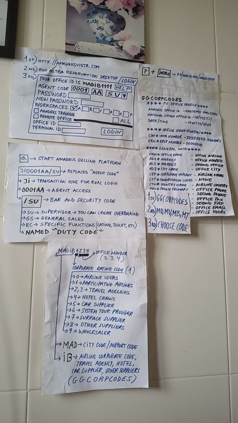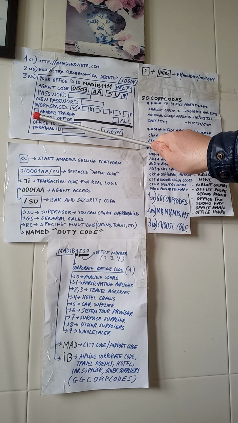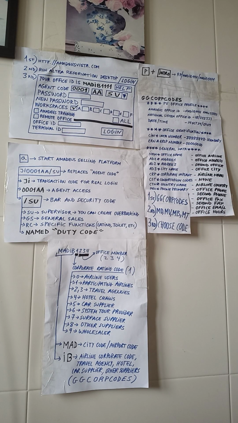Okay, so to do this, after tapping on remote office, you tap here. You have to type the remote office ID here, and in terminal ID, you must enter the ID of the computer in the remote office to which you want to connect. It's important to know that there are several computers in each office. The last thing you need to connect is tap on login, and you will be connected, okay?